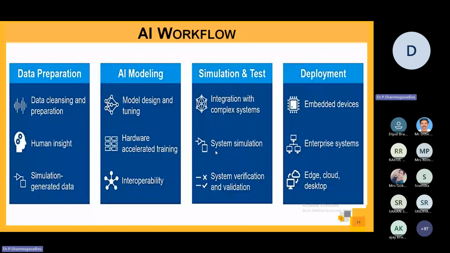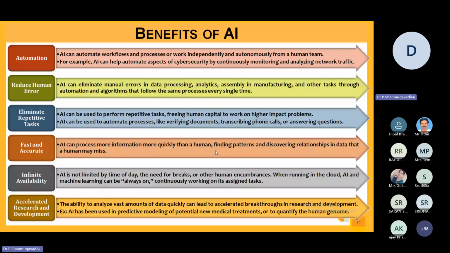So now we can just see what are the benefits of artificial intelligence. Now it helps us in automation. It helps to reduce human error, and then it eliminates repetitive tasks. It is fast and accurate. It is available all through 24/7, 365 days once the model is designed, unlike human beings. Then the last one is accelerated research and development.